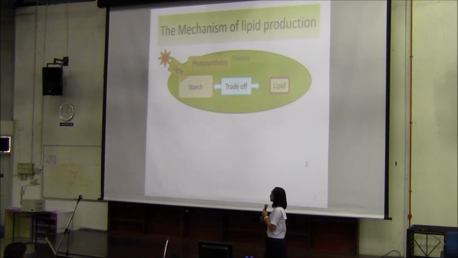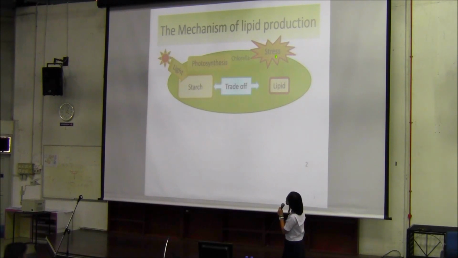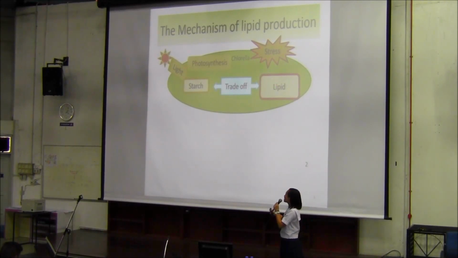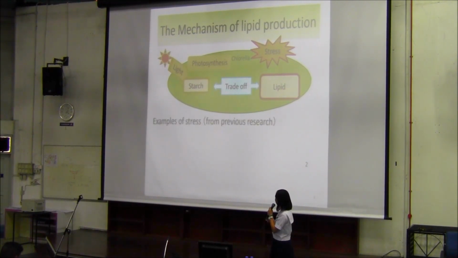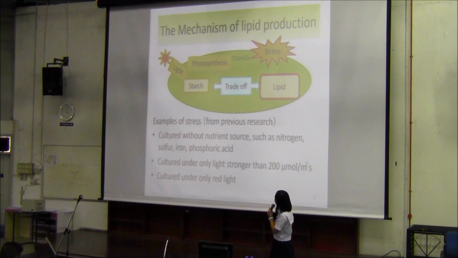Let me explain about the mechanism of lipid production. When light shines on Chlorella, as you know, through photosynthesis they produce starch inside the cells. But when they are stressed, the amount of starch decreases and the amount of lipid increases. So starch and lipids are in a trade-off relationship. Here are some examples of stress that we know from previous research.